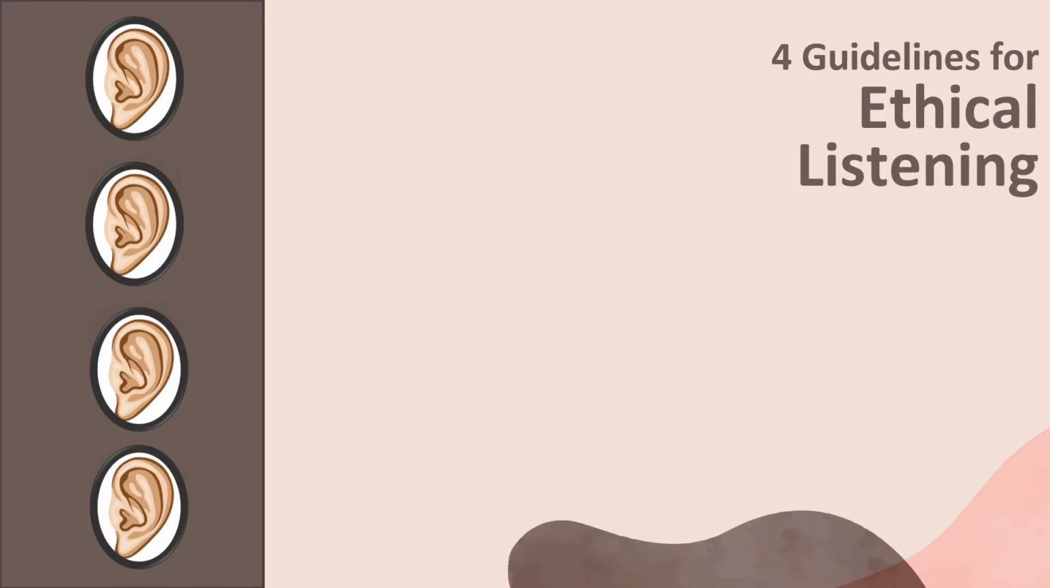There are four guidelines for ethical listening. The first one is that you have to seek exposure to well-informed speakers. Now, how do you do that? Do your research, of course. Research on speakers that are well-known for their credibility and listen to them. They can give you proper information, credible sources, and of course, they can help you in your growth.